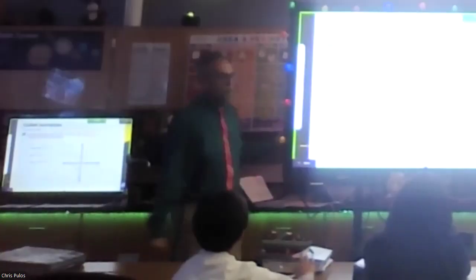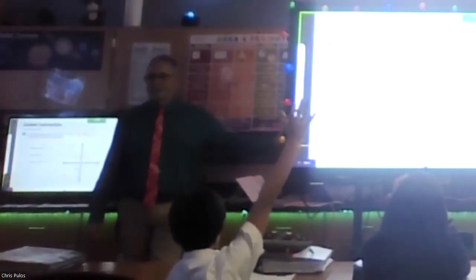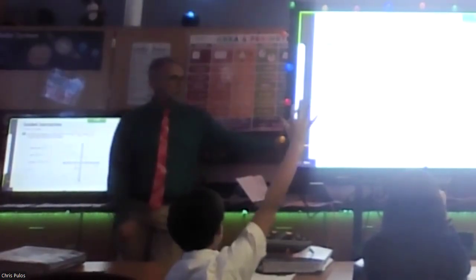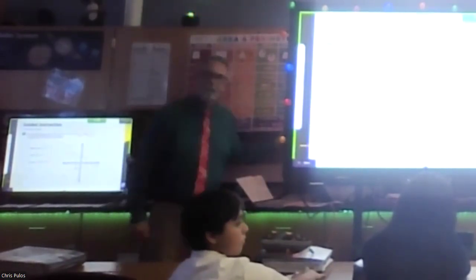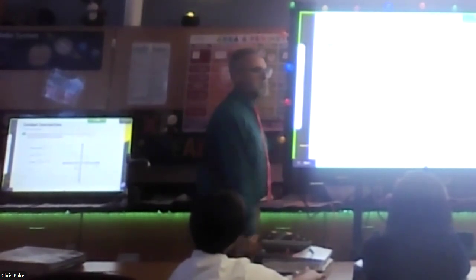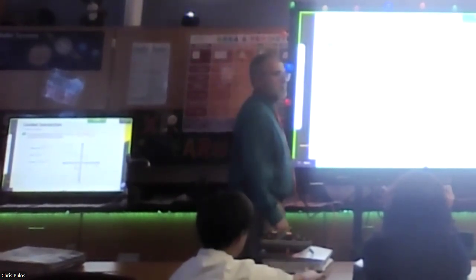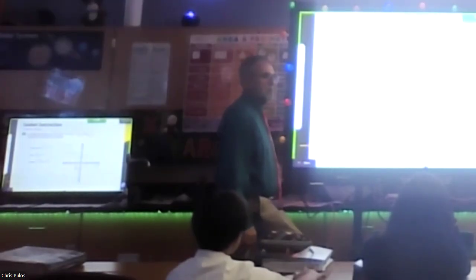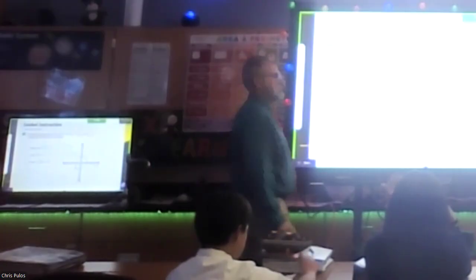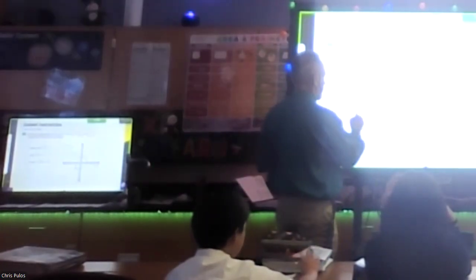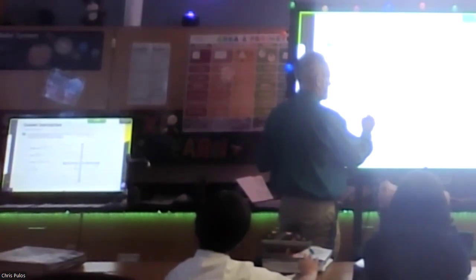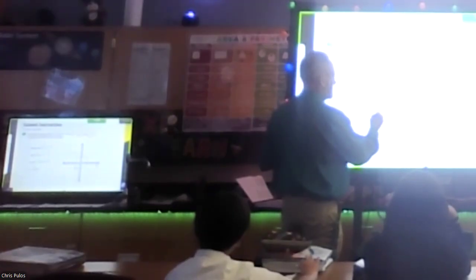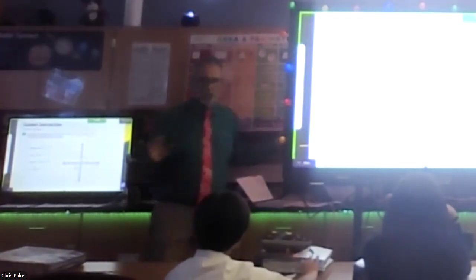All right, area. How did you get 36 units squared? Length times width. Exactly. Length times width. And so you came up with 36 units squared. Outstanding.